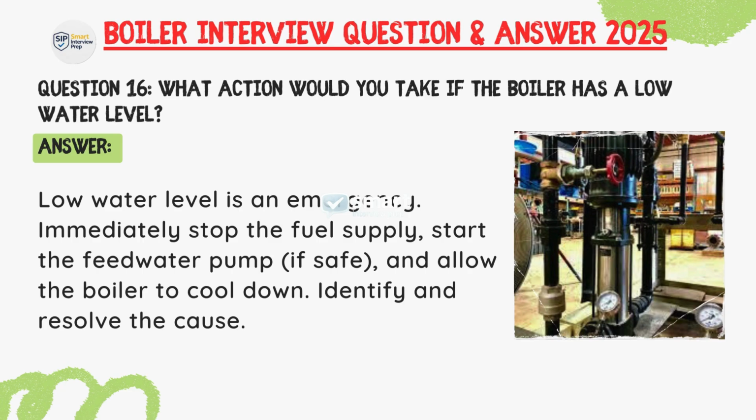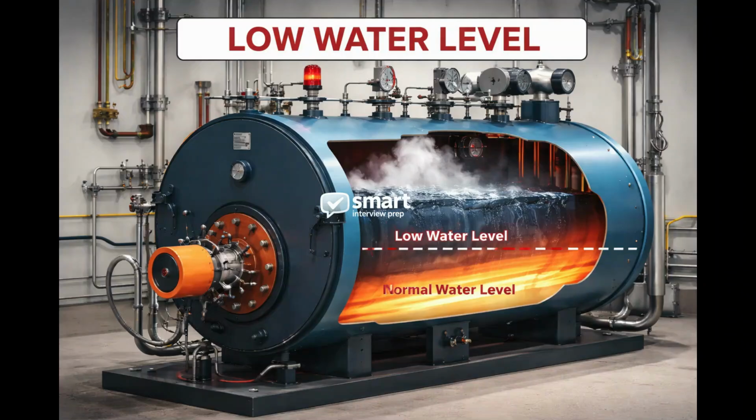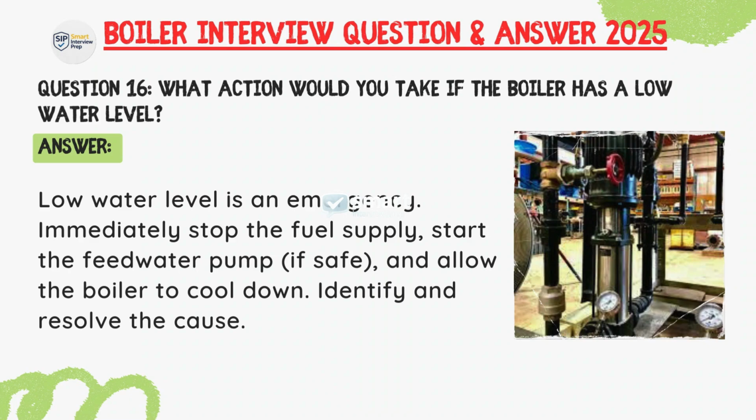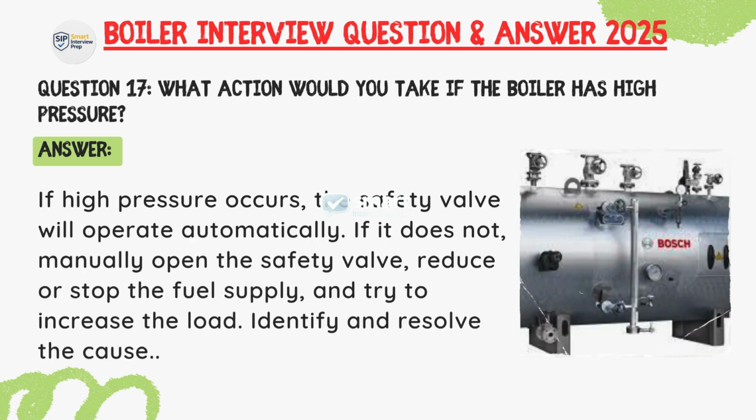Question: What action would you take if the boiler has a low water level? Answer: Low water level is an emergency. Immediately stop the fuel supply. Start the feed water pump if safe, and allow the boiler to cool down. Identify and resolve the cause.